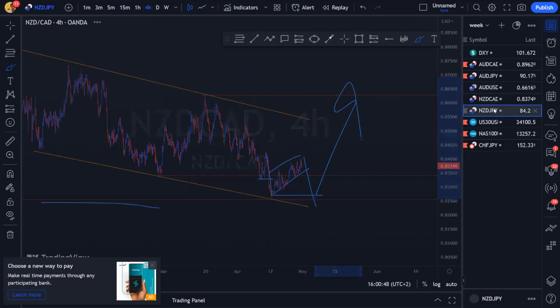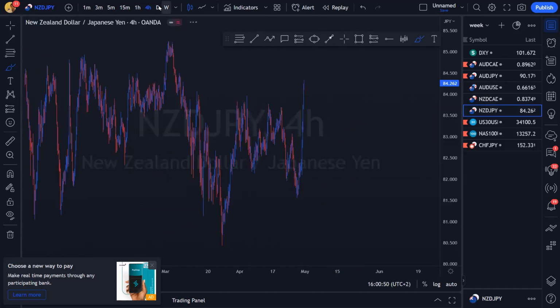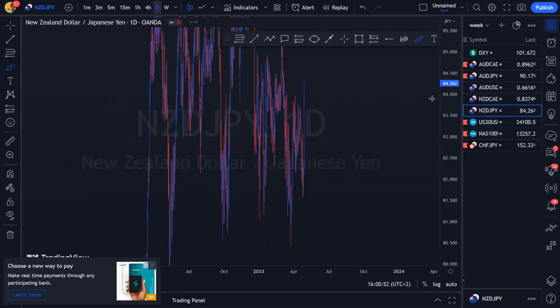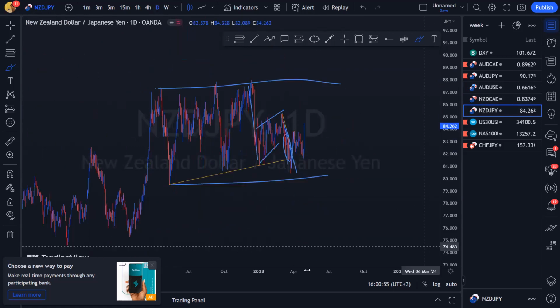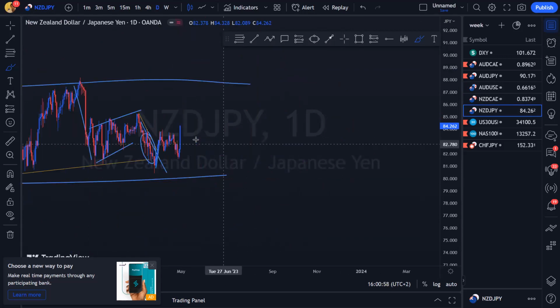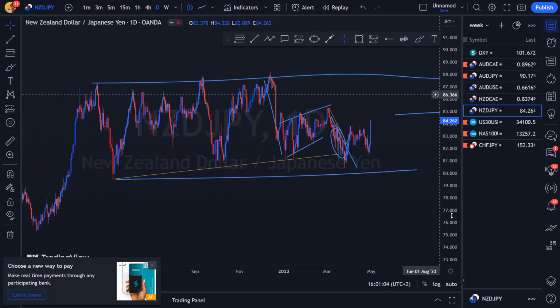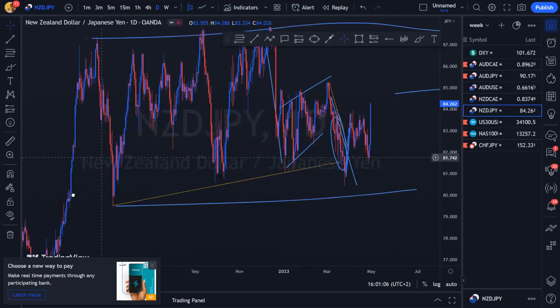But let's look at New Zealand dollar yen. We'll see if New Zealand dollar yen is giving us anything. We've been avoiding New Zealand dollar yen for the longest of time. I think we should still avoid it, or at least I think I should still avoid it. Let me just move my chart to one side. So New Zealand dollar yen is basically inside of a higher time frame range.